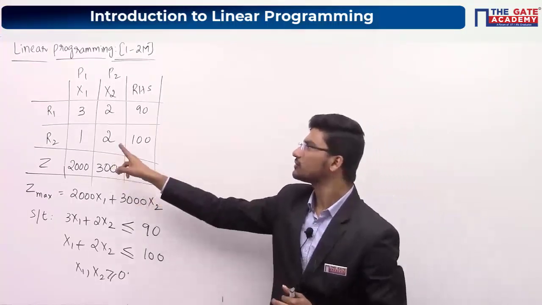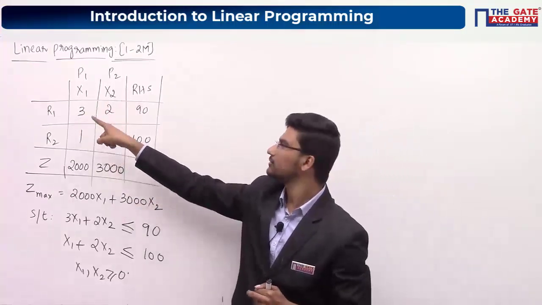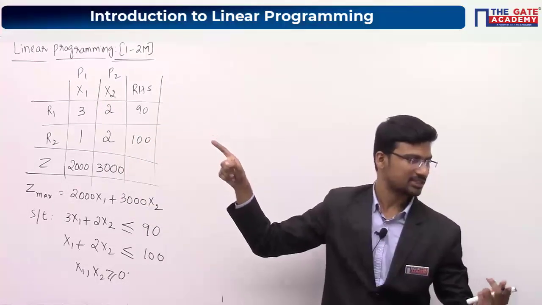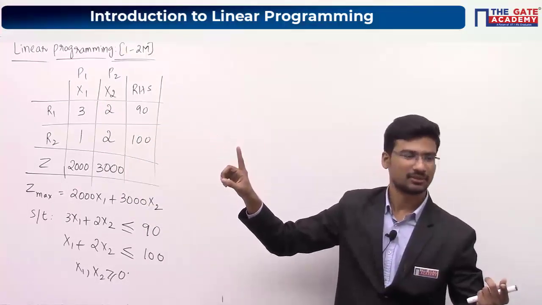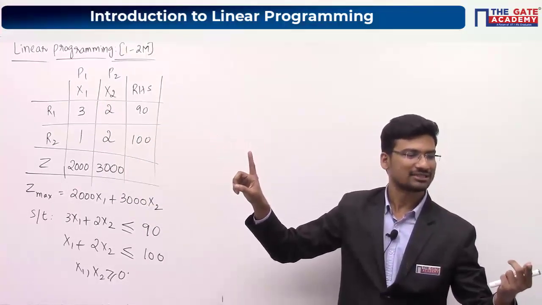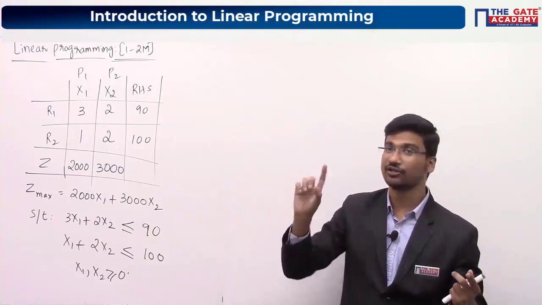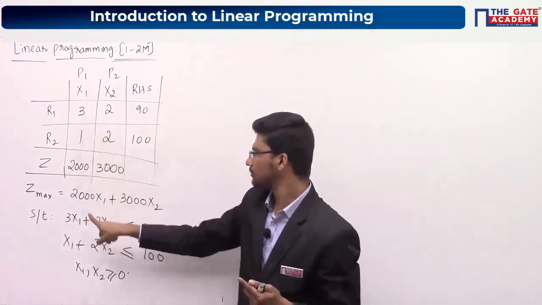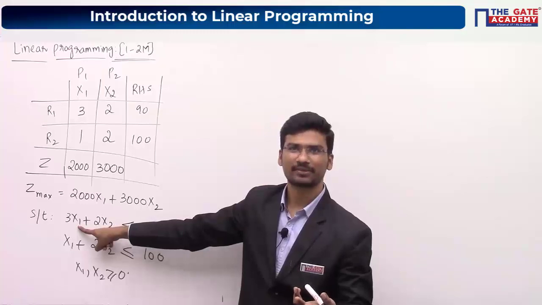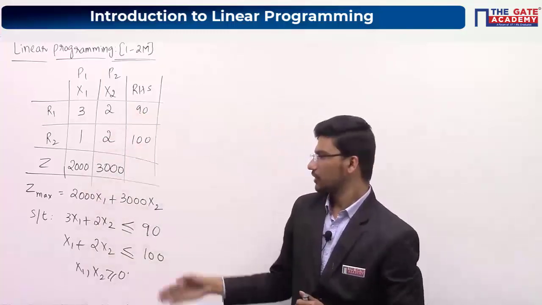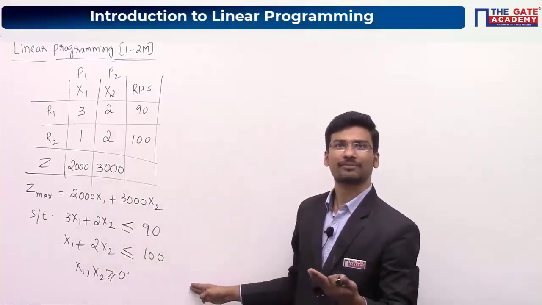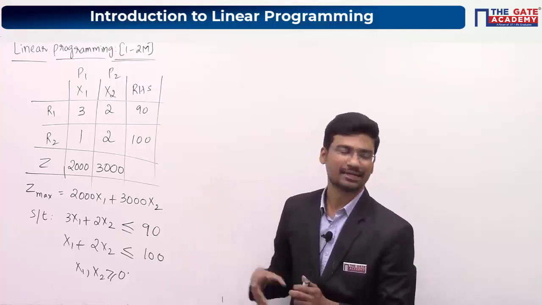See, these resources are given per unit, right? So listen here, 3 kgs of resource R1. I mean product P1 requires 3 kgs of resource R1 per unit, into the number of units x1. That's what we have written. Fine. So now you have the linear programming problem. Now solve this problem using the graphical method.